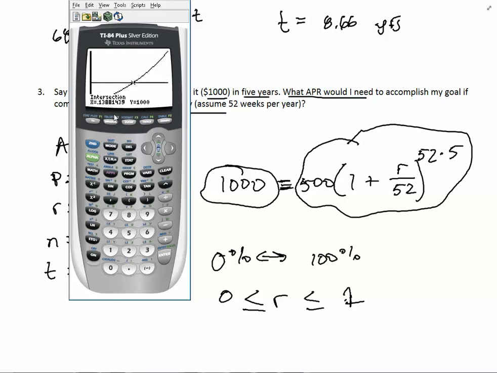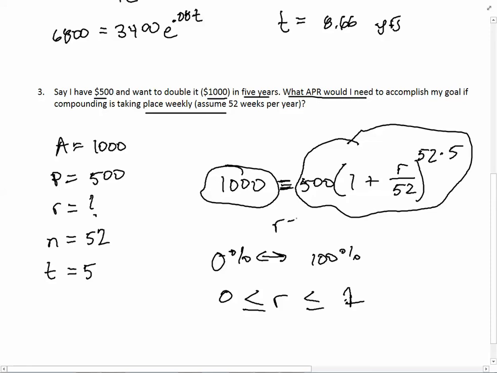And this tells me that the value of r that solves this equation is 0.1388. So r is about 0.1388. Well, what does that mean? Well, that's the decimal equivalent to the percentage, the APR that I require. So this means I would require 13.88% APR in order to accomplish my goal.